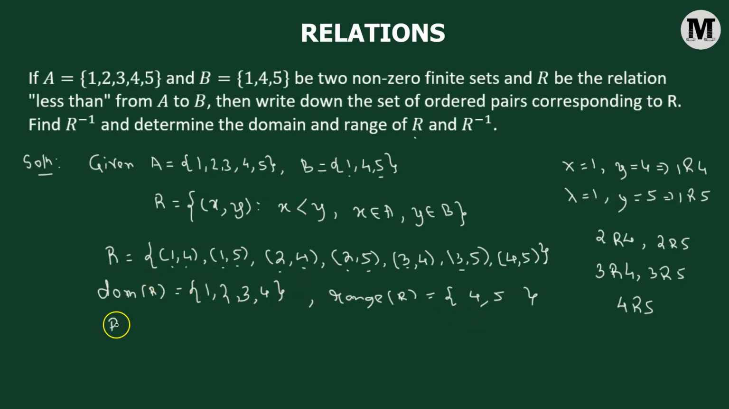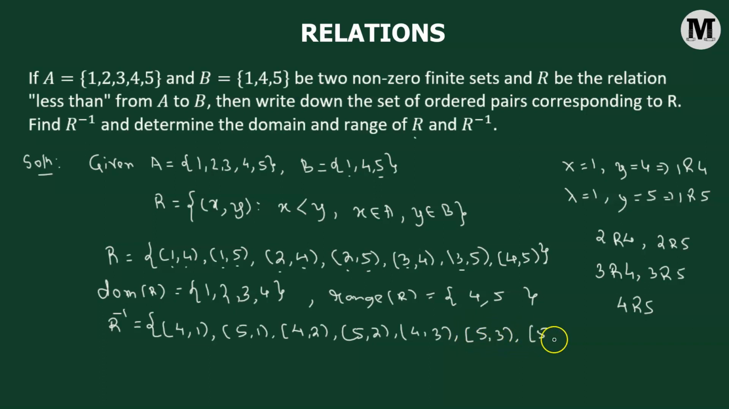Okay, so now that we have R, we can immediately define its inverse. All we have to do is consider each ordered pair in the relation R and interchange the positions of its elements. That means (1, 4) gives us a new ordered pair (4, 1). (1, 5) gives us (5, 1). So (2, 4) becomes (4, 2), (2, 5) becomes (5, 2), (3, 4) becomes (4, 3), (3, 5) becomes (5, 3), and then (4, 5) gives us (5, 4).